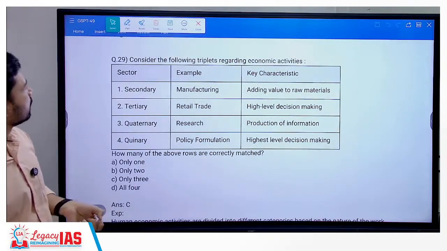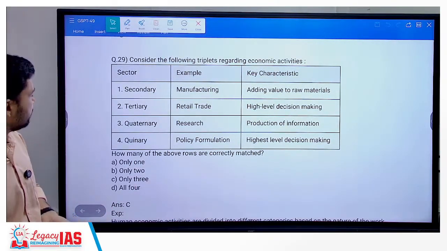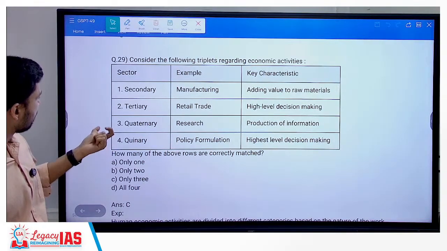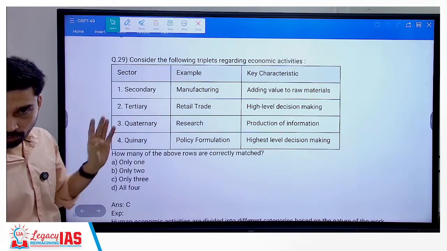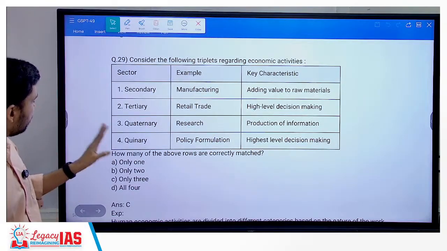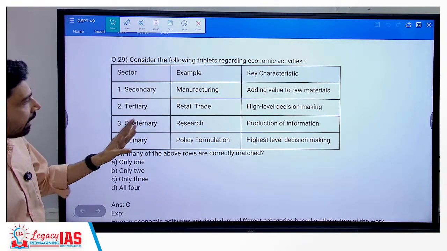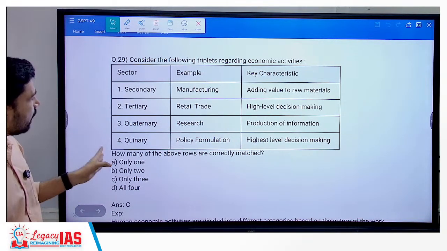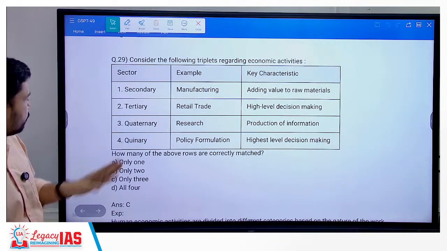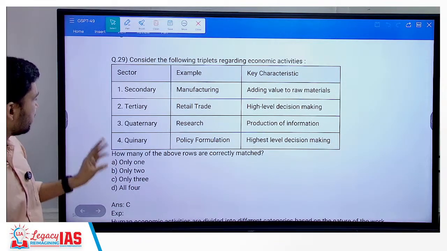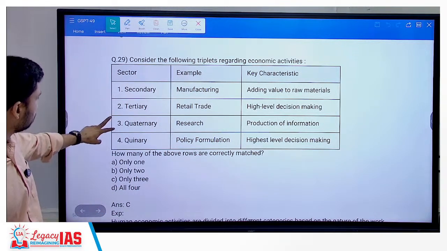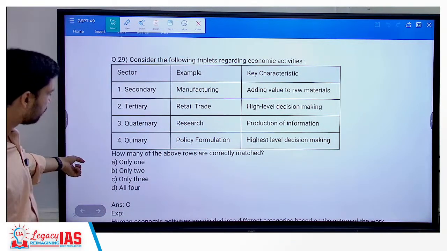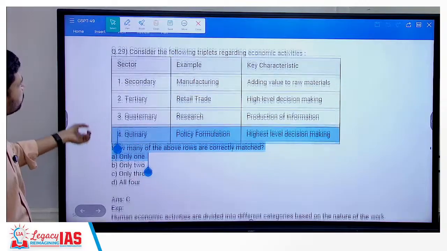Then consider the following statements regarding economic activities. Secondary, manufacturing, true or false? Right. Adding value to raw material, correct. Then we have tertiary, retail trade, high level decision making. That is incorrect. Quaternary, research, production of information. That is correct. Quinary, policy formulation, highest level decision making. So which one? 1, 3, 4. C. Only 3 statements are correct.